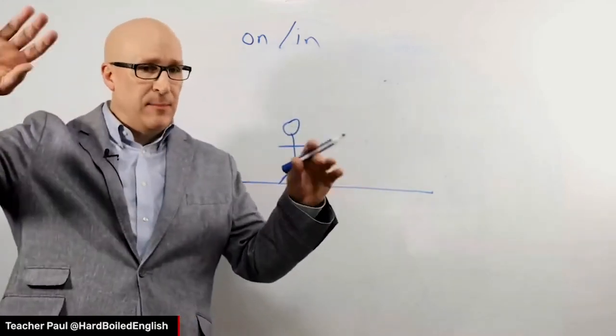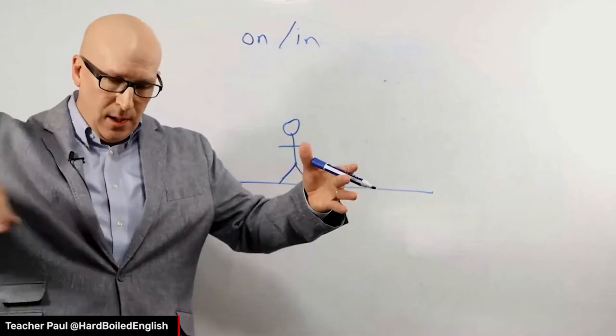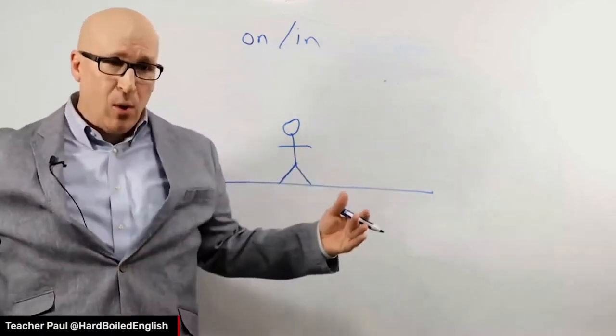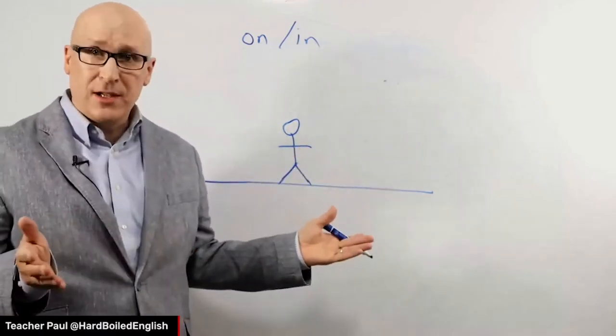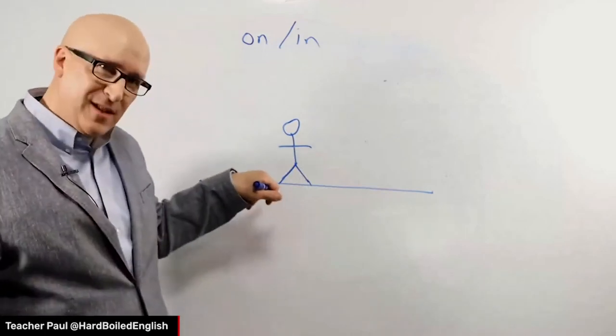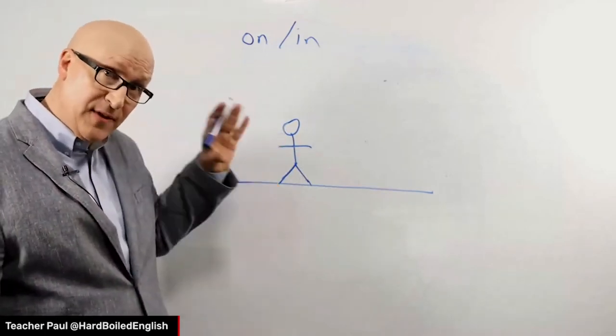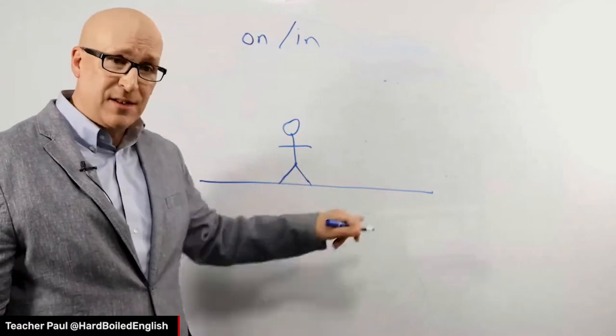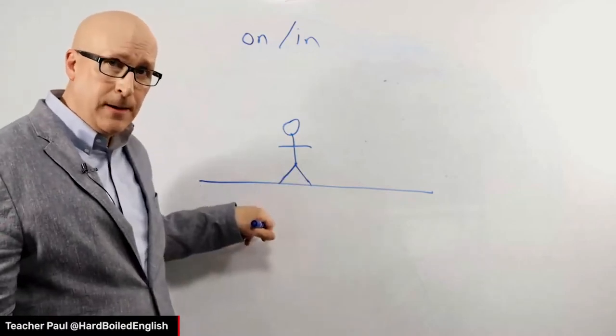You can say in the street, but that's a different meaning. It's implying you're in the center of the street and there's more street around you. You're in the middle, which is dangerous, by the way. But this idea, this view, this vision, is that I'm on the street because the street's a surface, okay?